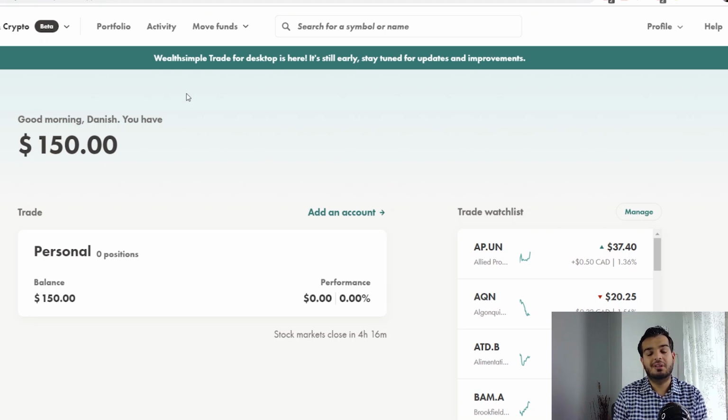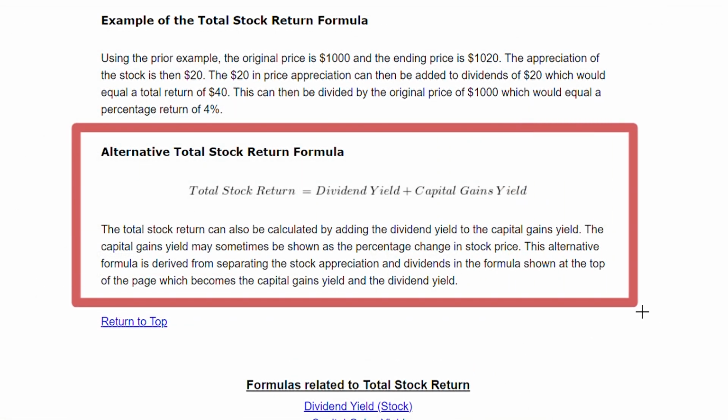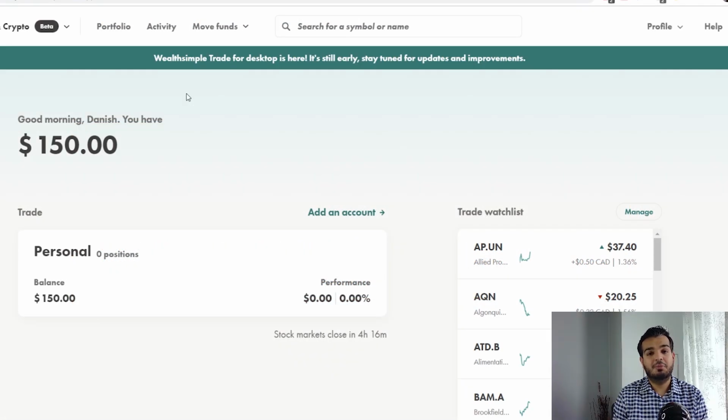When you're looking at total return, there's two pieces. You have the dividend piece and you have the growth piece. Growth coming from capital appreciation. And ETFs are a really cool way to get capital appreciation by holding a basket of various stocks.